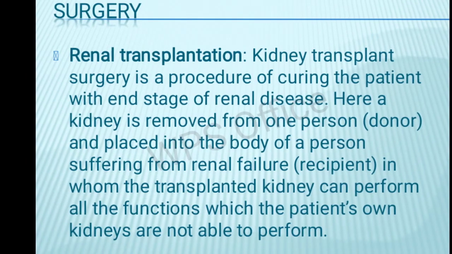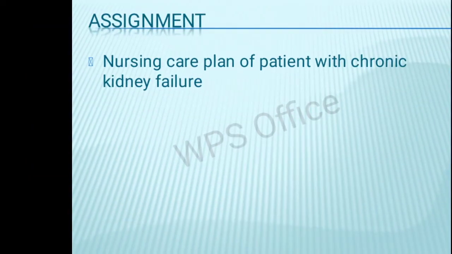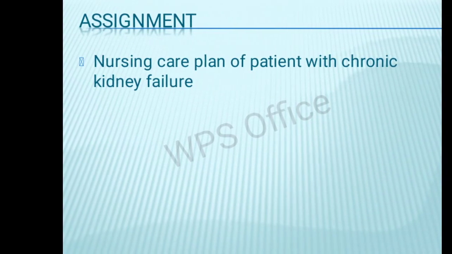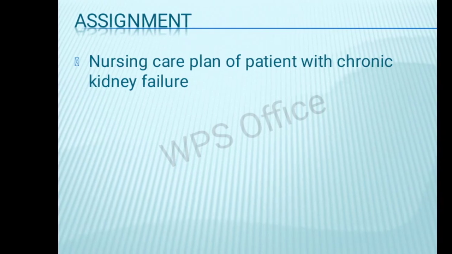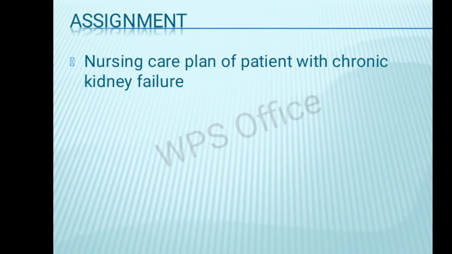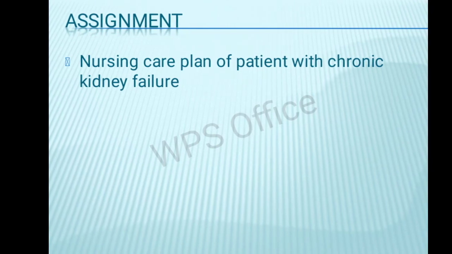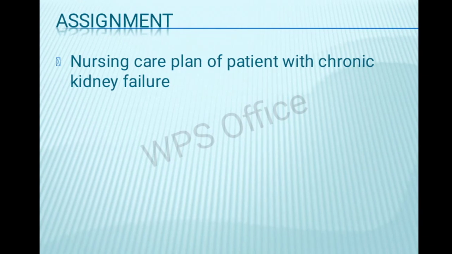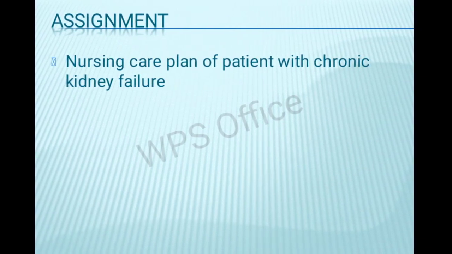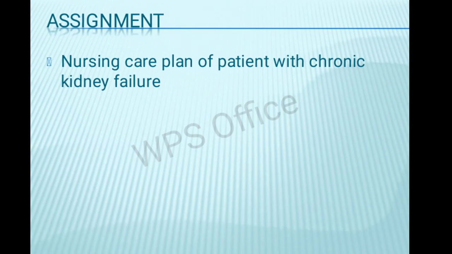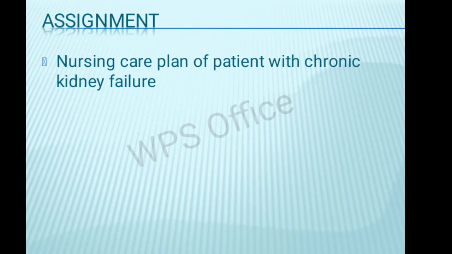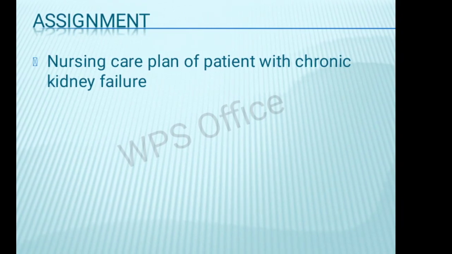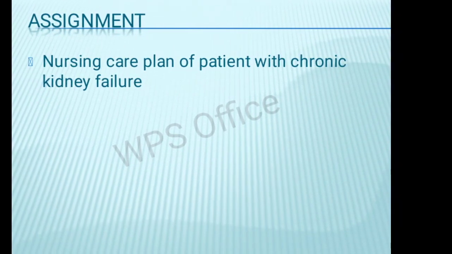Okay, so nursing diagnosis, under the nursing management, you have to formulate the nursing diagnosis and make a nursing care plan of a patient with chronic renal failure. Okay, this will also be beneficial when you write the nursing care plan of the patient with chronic renal failure. If you have to care for any patient who has a chronic renal failure, then you can also refer from that and write the nursing care plan.